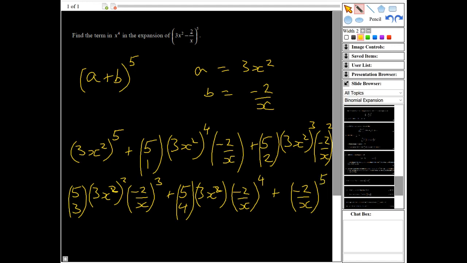I only actually need the term in x to the 4. So if I can work out which that one is, I can miss out the other ones. So if I look at this first term here, it's going to give me x squared to the power of 5.